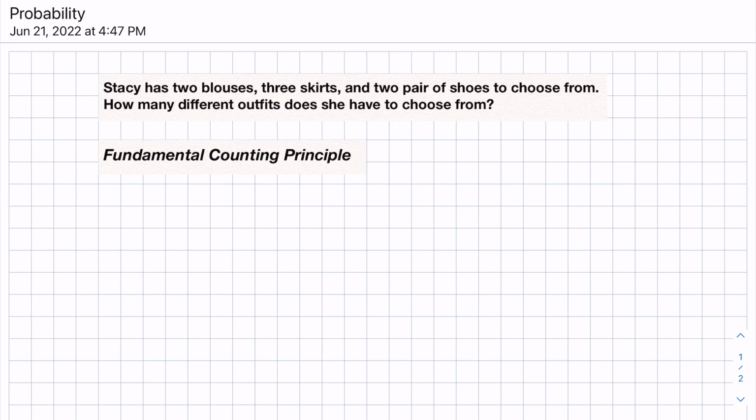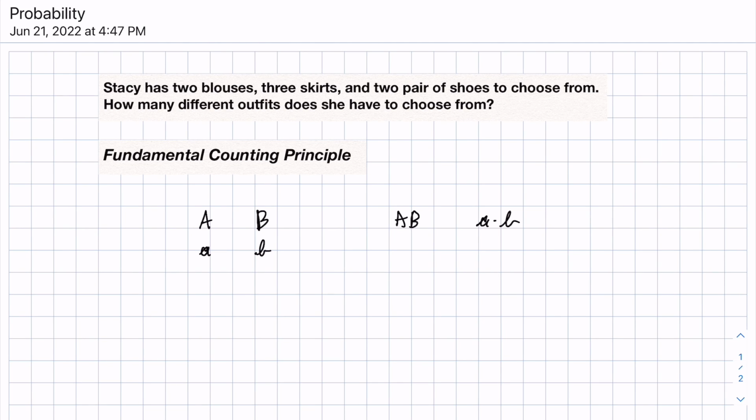What the fundamental counting principle says is that if I have two events, event A and event B, the first event A can occur in A different ways, and event B can occur in B different ways. So what are the different ways that both the events can happen? The counting principle says that it would be A times B. That would be the different ways both the events will happen.